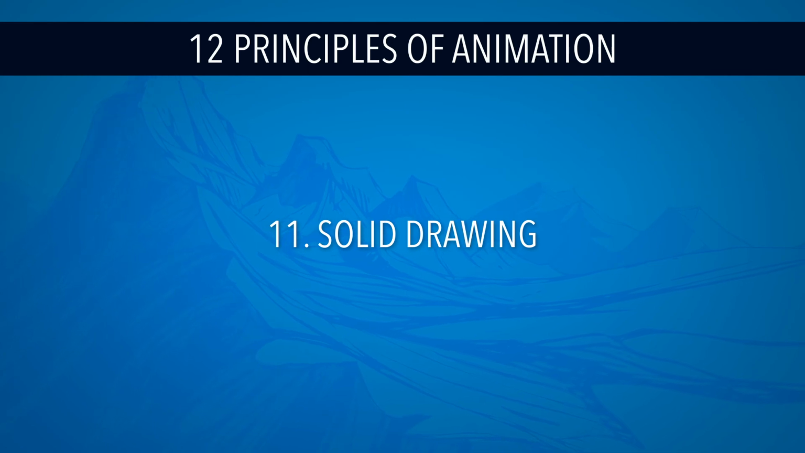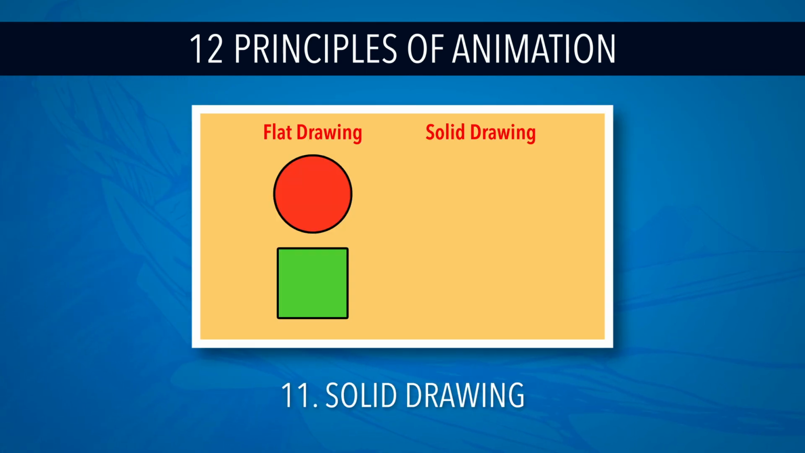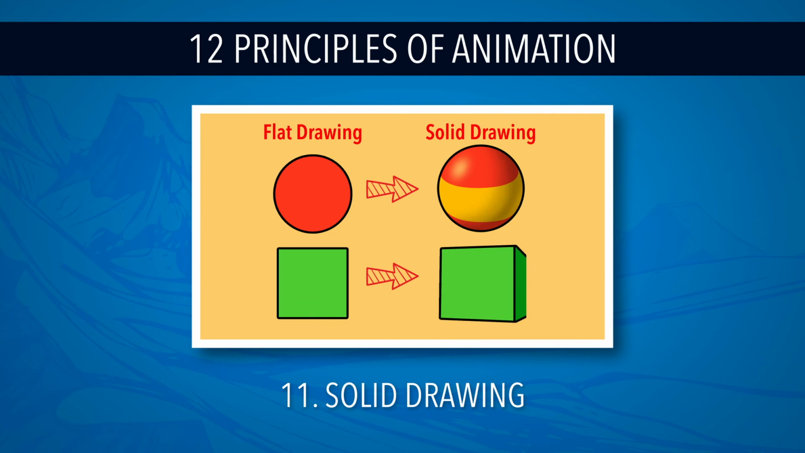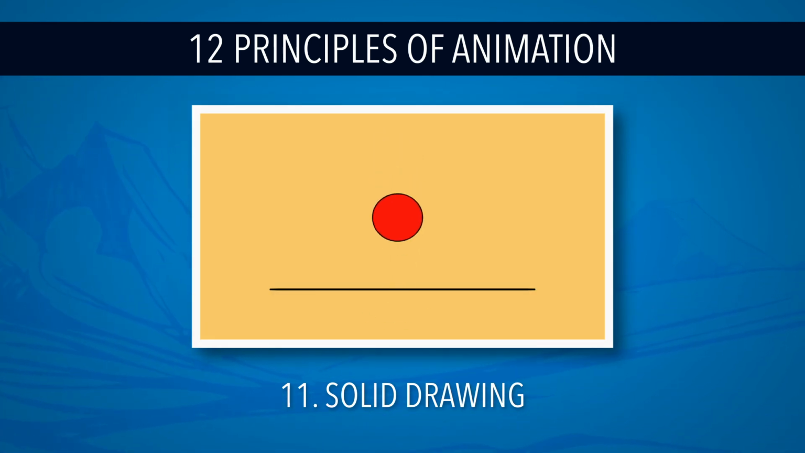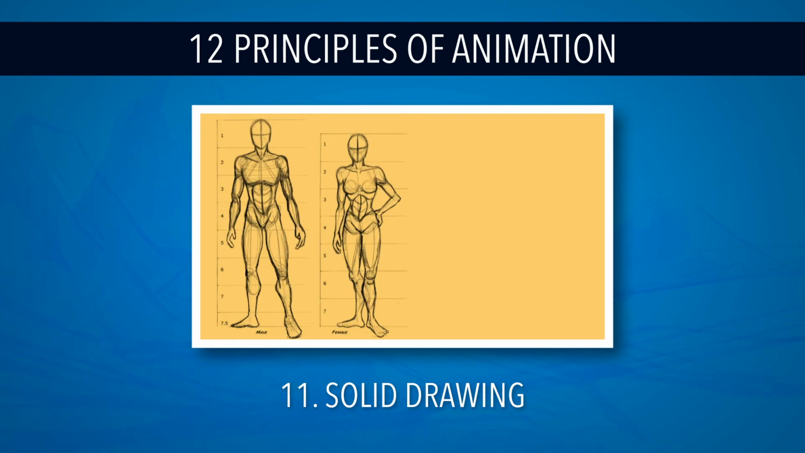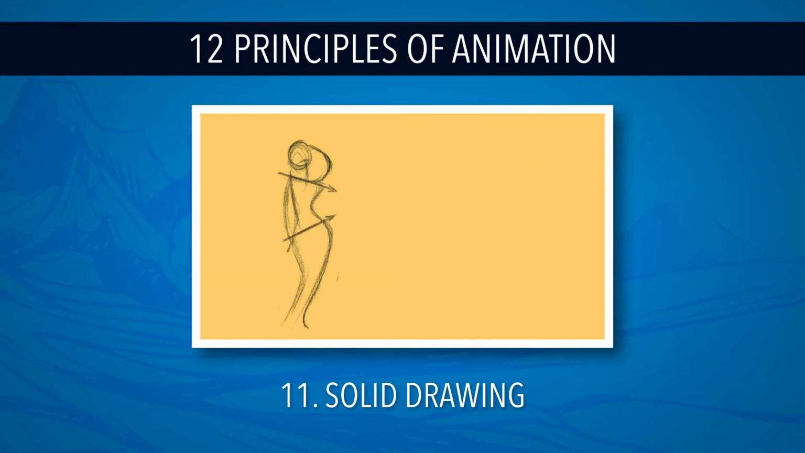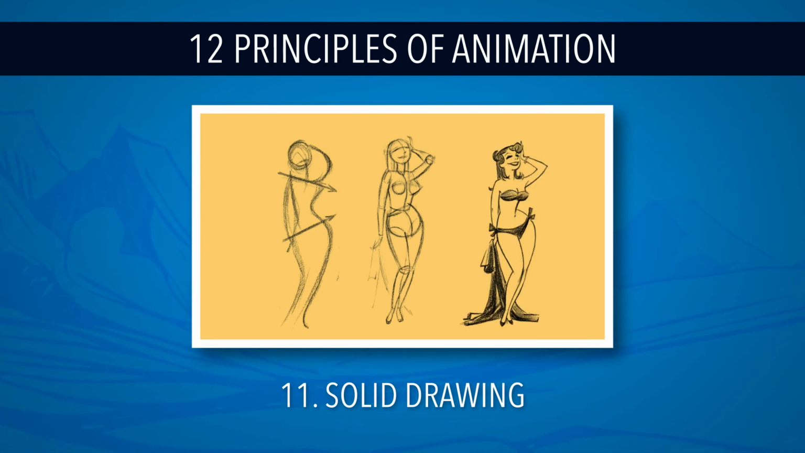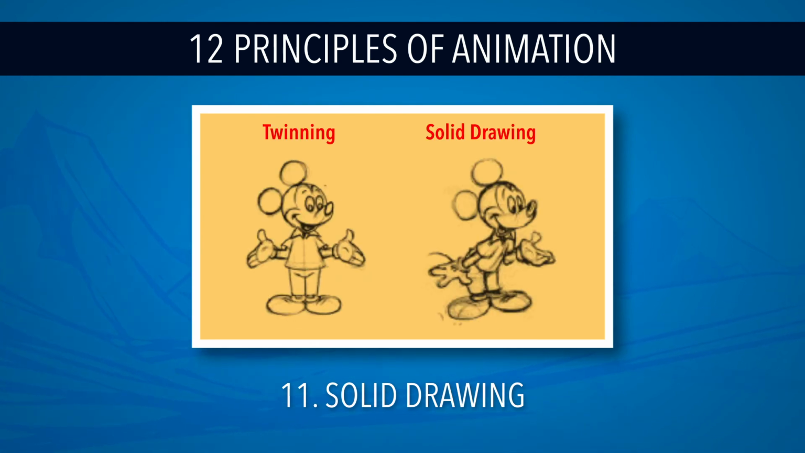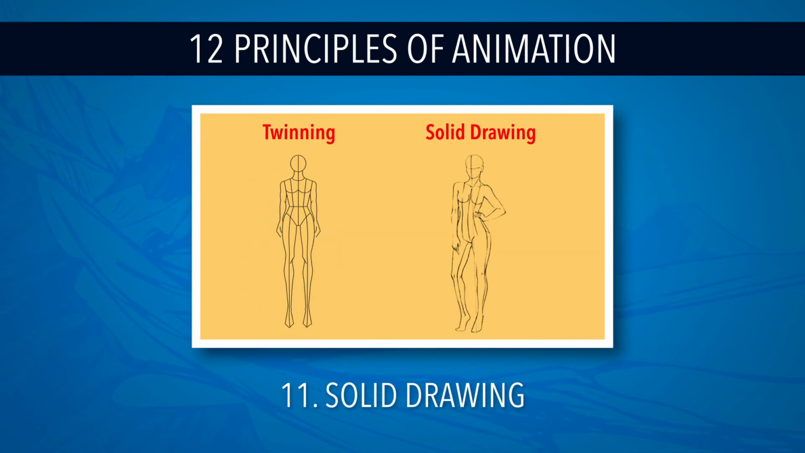Number 11, solid drawing. The principle of solid drawing means taking into account forms in three-dimensional space, or giving them volume and weight. The animator needs to be a skilled artist and has to understand the basics of three-dimensional shapes: anatomy, weight, balance, light and shadow. One thing in particular that Johnson and Thomas warned against was creating twins, characters whose left and right sides mirrored each other and looked lifeless.